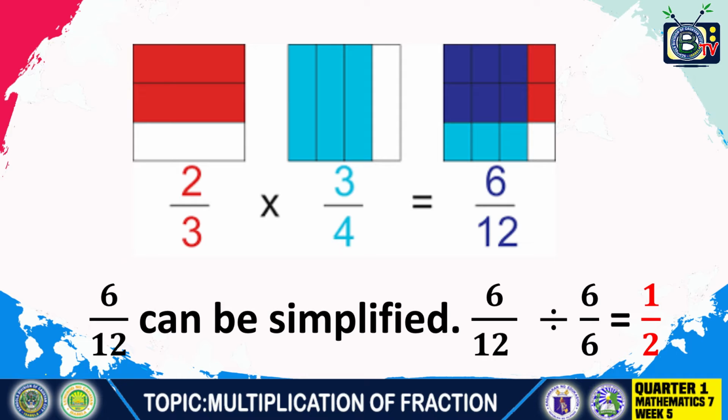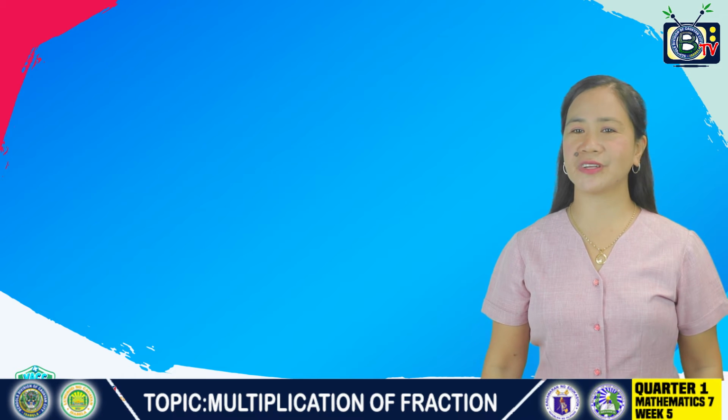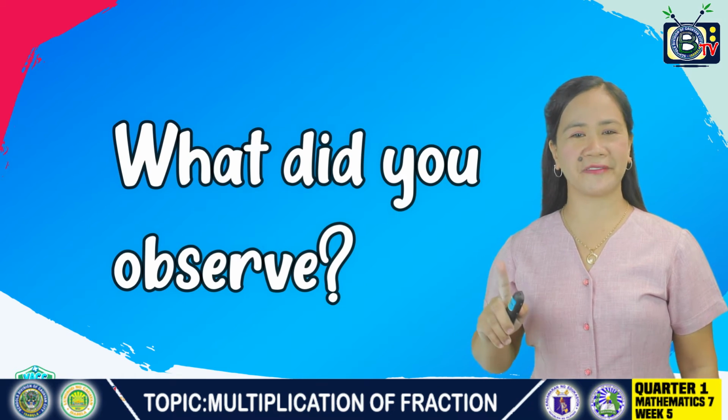How? Find the GCF of 6 and 12. And what is it? It is 6, right? So, divide the fractions by the GCF. So, we have 6 divided by 6 is 1. 12 divided by 6 is 2. Therefore, 6/12 is equal to 1/2. That is the simplest form of 6/12.